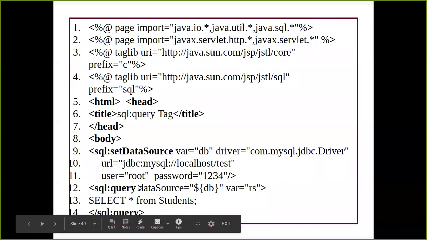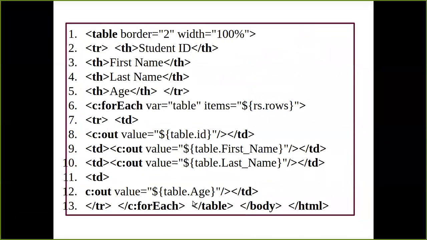And for this, I am also creating another variable called RS. Fine. So I have a query tag where I have an attribute called data source, and in data source I am calling the previous variable I have created, holding those values. I've called it in expression language, and created a new variable called RS. And I have just fired a query: select star from students. Fine. What are we going to have next?